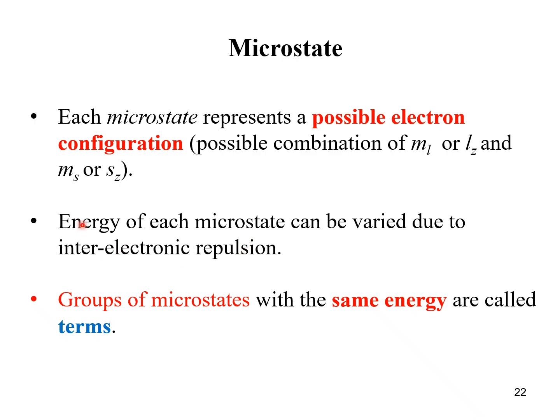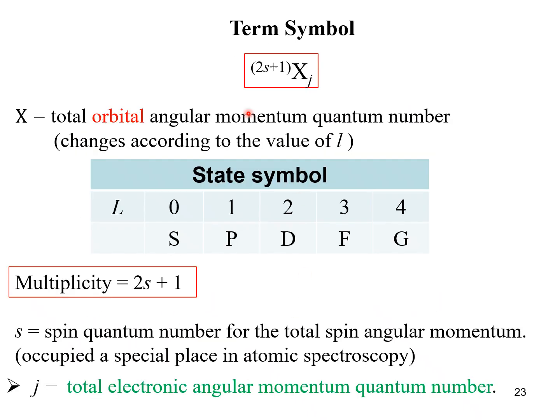So just now you have seen three different types of arrangements, three different configurations, or three different microstates. Each of these microstates will have different energy due to the different interelectronic repulsions experienced by the electrons. Those microstates which have the same energy will be grouped under one term, which is called the term symbol. The term symbol consists of three parts.